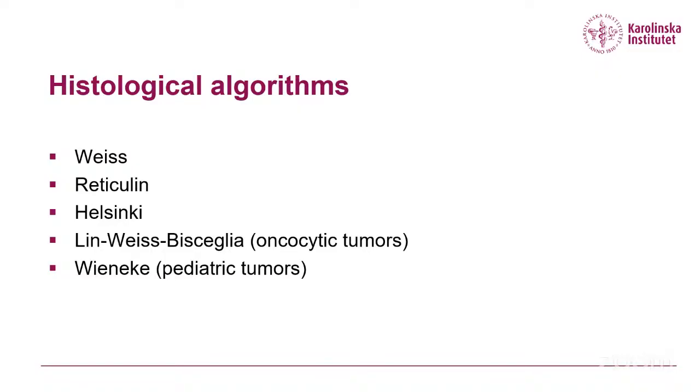The WHO classification of 2022 for endocrine tumors recommends the Weiss, Reticulin, and Helsinki algorithms for ACC, whereas the Lin-Weiss-Bisceglia algorithm is reserved for oncocytic tumors to separate oncocytic adenoma from oncocytic carcinoma. Then there is a fifth algorithm called the Wieneke algorithm, or the AFIP algorithm, used to score pediatric tumors because they might behave very differently. This is not the topic of this lecture. I'm focusing mostly on adult adrenocortical lesions.